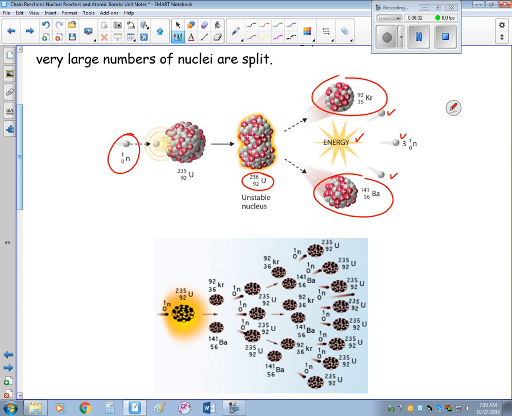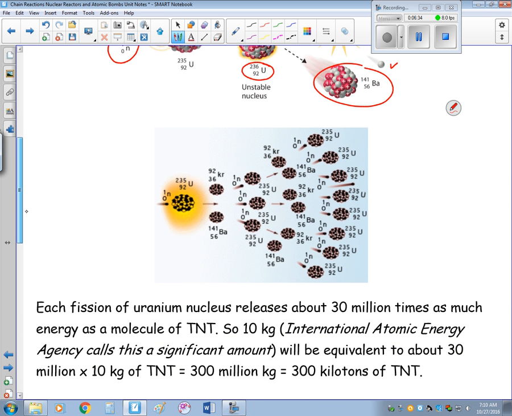Now what can happen then is that those neutrons, so if I have a large collection of uranium-235s, those neutrons can hit those other nearby uranium-235s, causing them to go through fission.